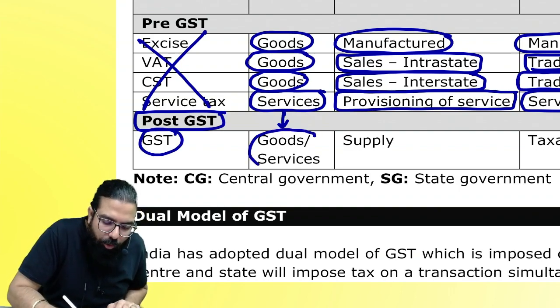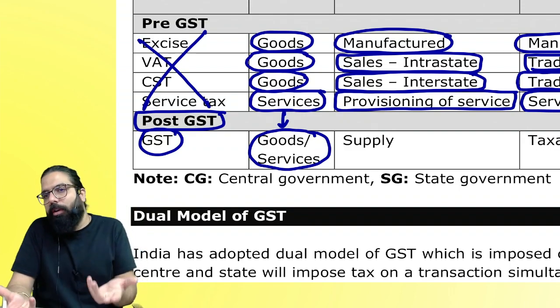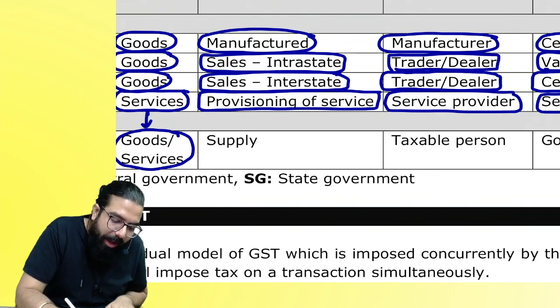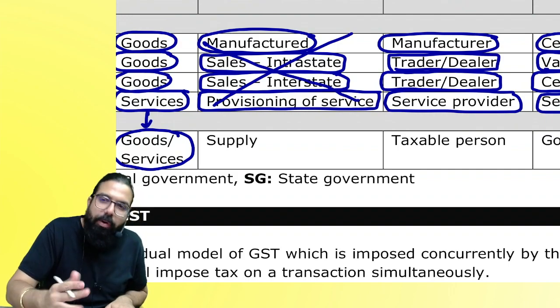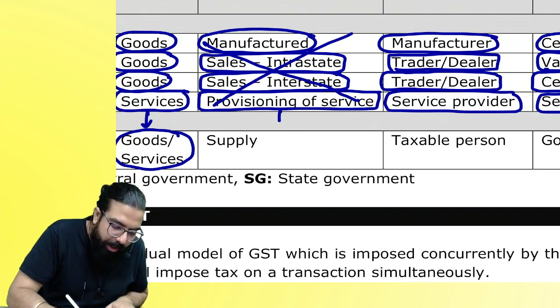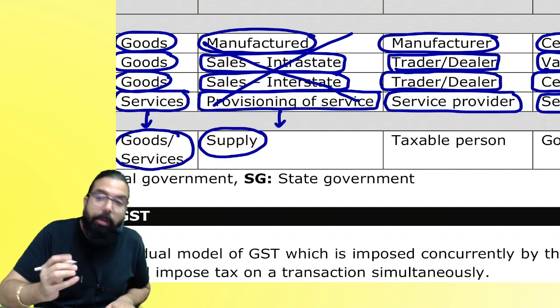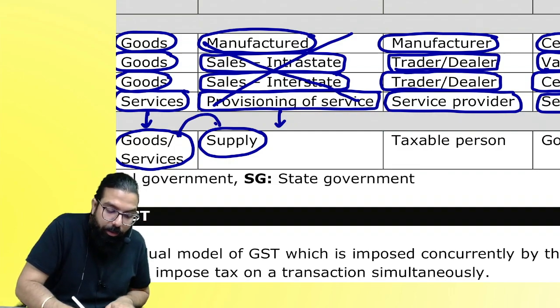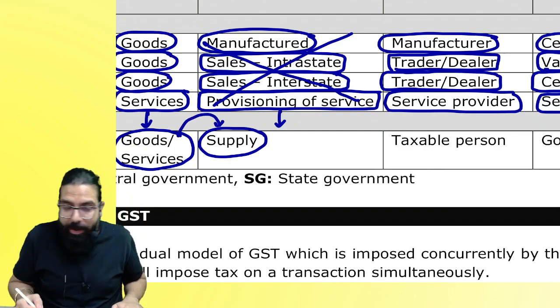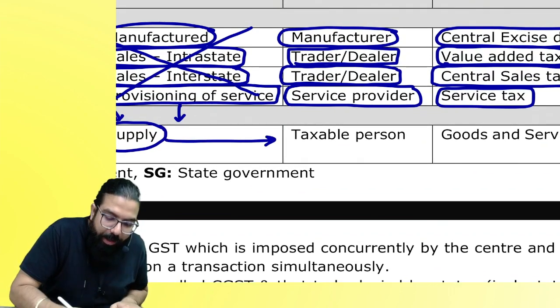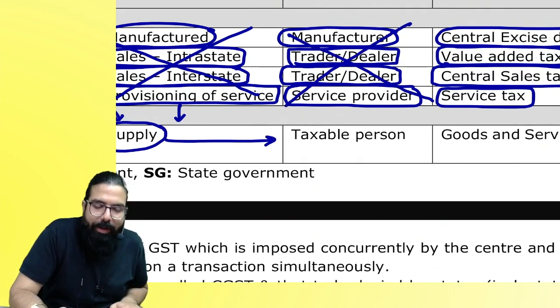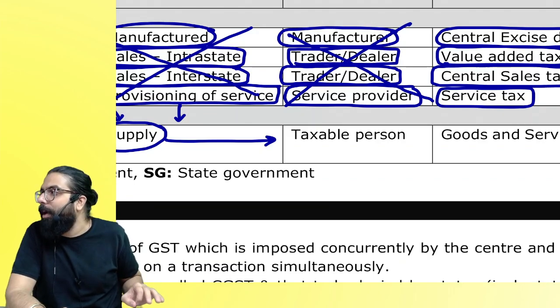Goods and service remain goods or service, but all this is no more there. Now they use only one word. What is the word, everyone? The crime is known as supply. If you do the supply of goods and service, they no longer call it manufacturer, trader, dealer, or service provider. They call it only a supplier.